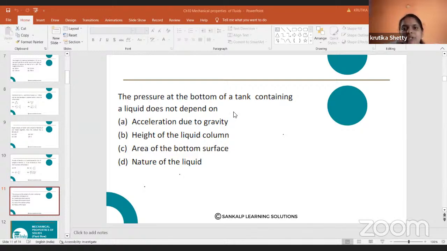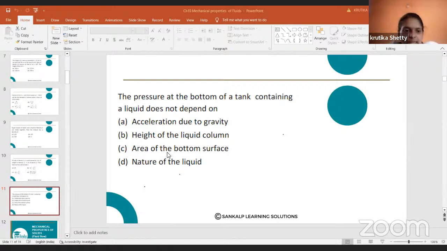Our pressure expression is pressure is equal to rho g h. So rho is density, g is acceleration due to gravity, h is height, right? Density depends on the nature of the liquid. Height is also there, acceleration due to gravity is there. In our pressure expression, area does not come, therefore we can say that it is independent. Yes, very good. So here it does not depend on the area of the bottom surface.